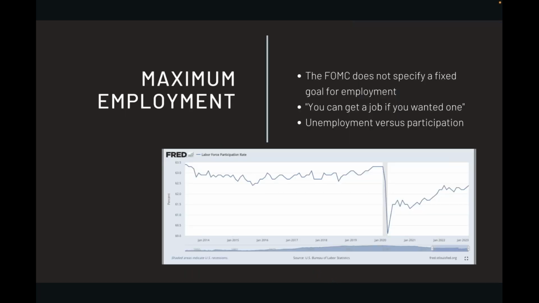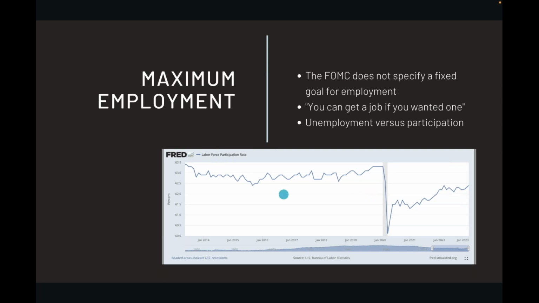So let's go into the maximum employment. Maximum employment is not a figure. There's no fixed percentage of where the unemployment rate should be. It's the concept that you can get a job if you wanted one. And there's a difference between unemployment rate and participation. So theoretically speaking, let's say there's 300 million people in the workforce working, but now there's more people looking for jobs, i.e. increasing their participation. Unemployment actually goes up even though no one has lost their jobs. So it's a function of how many people are getting a job versus how many people are looking.